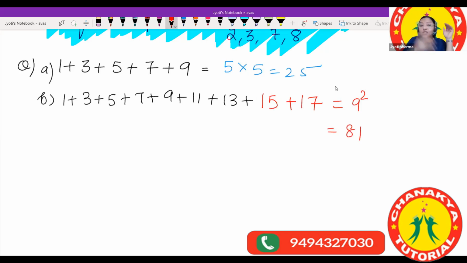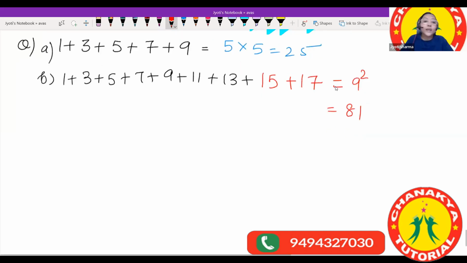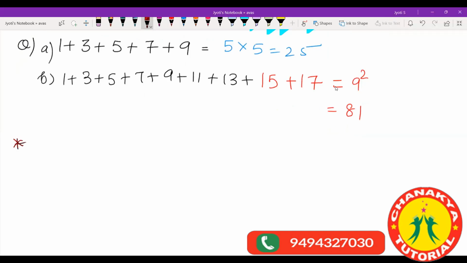Now, if an odd number is missing, or there is an even number, or let's say any number is missing, then it is wrong. It's not correct at all. Okay, let's do the next question.